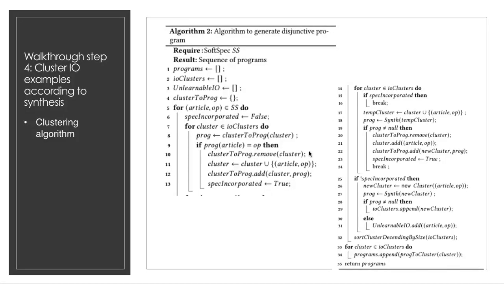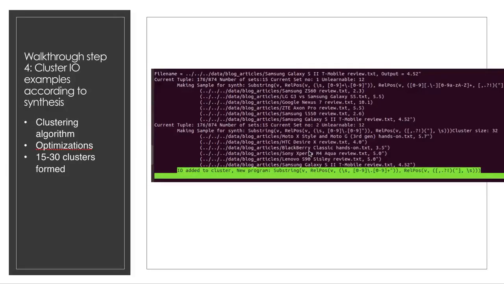The way we process this is we sort the clusters in descending order by size. So we always try to match with the cluster of the highest size, and this ensures that we're trying to learn the most specific program associated with these values, and get the maximum number of I/O examples associated with that cluster. As you see, we loop across all these I/O examples and keep adding them to clusters, in decreasing order of cluster size, in terms of the number of I/O examples.